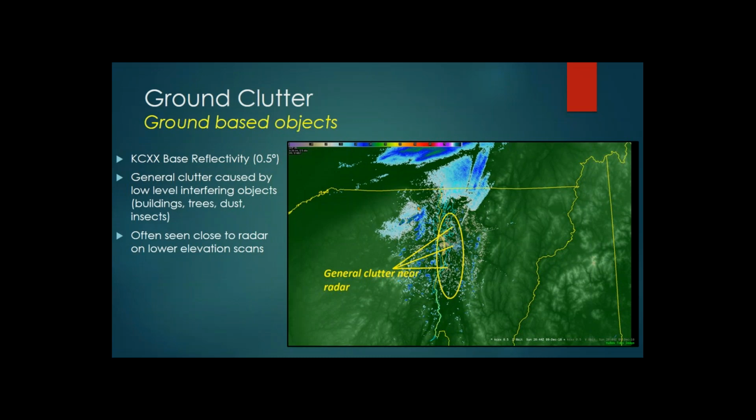Our next form of ground clutter is ground-based objects. Generally low-level interfering objects: buildings, trees, dust, insects in the air, especially on a summer evening. It's often seen very close to the radar on lower elevation scans. So again, think that 1/2 degree, that base velocity, base reflectivity.